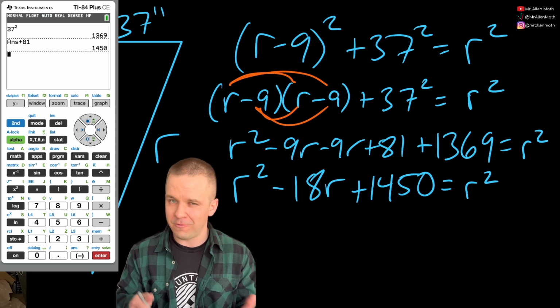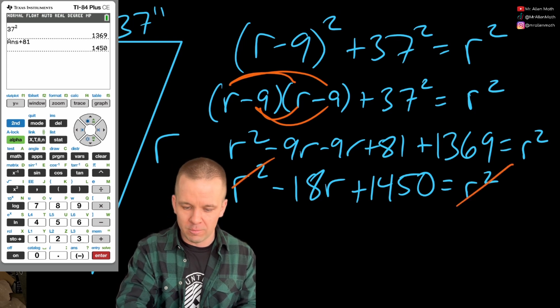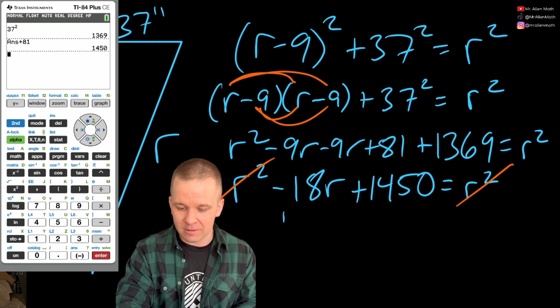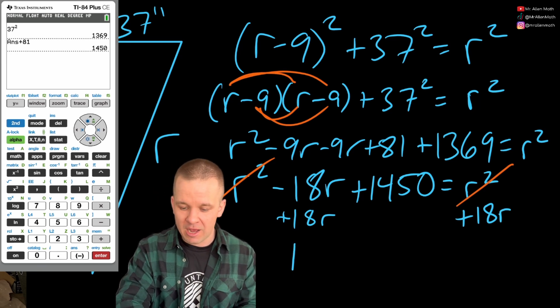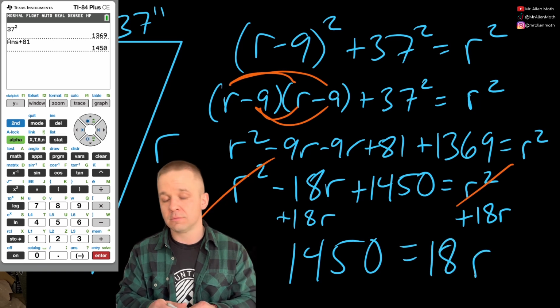But if I subtract r squared on both sides, what happens to those r squareds? Boom. They are gone. And now what I'm going to do is I'm going to add 18r to both sides. Oops. Because on the right-hand side, it was just 0. And now I have 1,450 equals 18r.